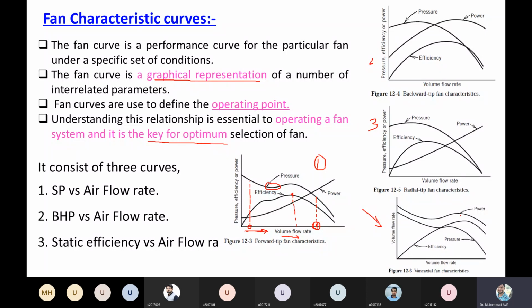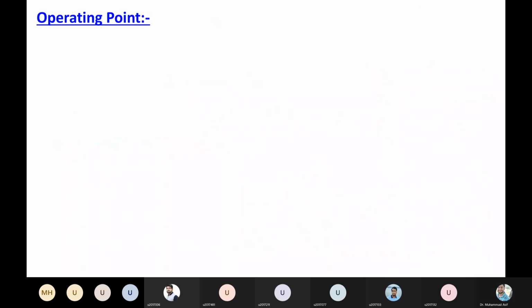Generally, these characteristic curves are drawn from experiments. You change the volume flow rate, measure the different parameters, and then draw the characteristic curve. These characteristic curves are provided by the manufacturer, right? So that you can select your desired operating point.